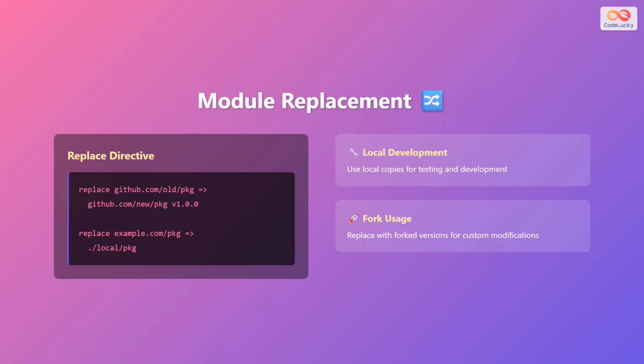The replace directive in the go.mod file allows you to replace a dependency with a different version or a local copy. For instance, replace github.com/old/package => github.com/new/package v1.0.0 replaces github.com/old/package with github.com/new/package version 1.0.0. Replacing example.com/package => /local/package replaces it with a local copy located at /local/package. Module replacement is useful for local development, where you might want to test changes to a dependency without publishing it, and for using forked versions of dependencies with custom modifications.